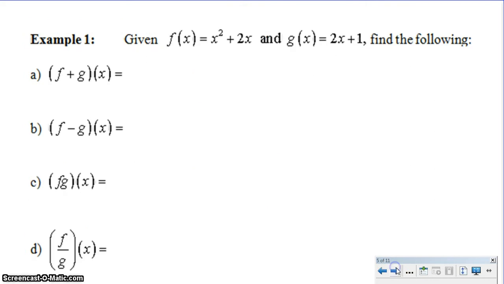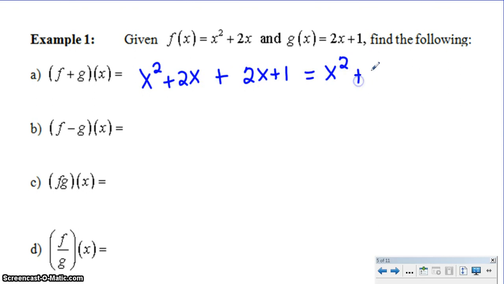So now let's take an actual example. If we have the function f and we have the function g, and I'm asking you to add the two functions, you are simply taking the function f, which is x squared plus 2x, and adding the function g, which is 2x plus 1. Addition is really easy. Just combine your like terms. We're going to combine our 2x and 2x to give us a 4x in the center there. So we have x squared plus 4x plus 1. Always think about if there are domain restrictions, and in this polynomial there will not be any restrictions, so your domain would just be all real numbers.